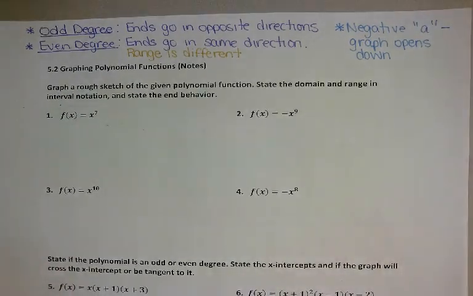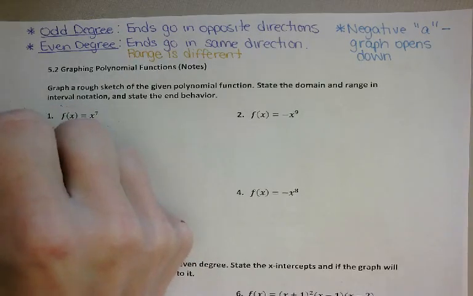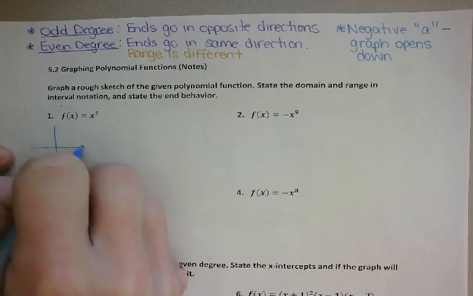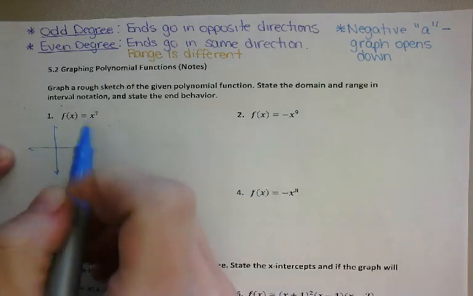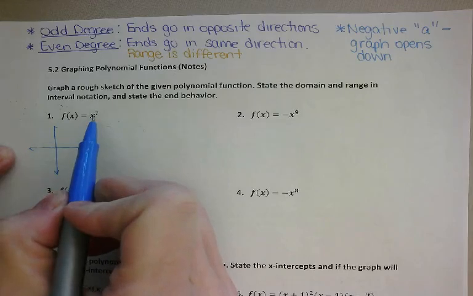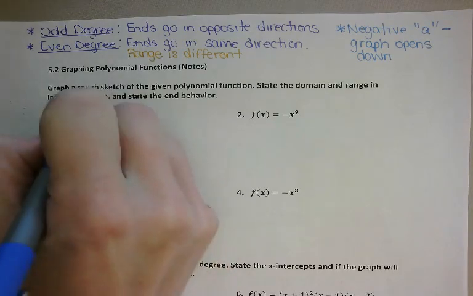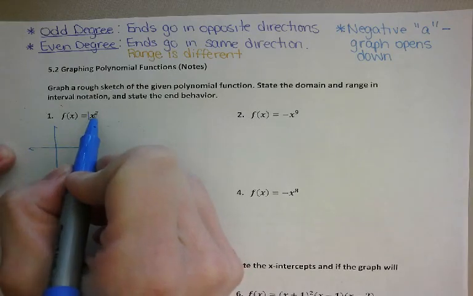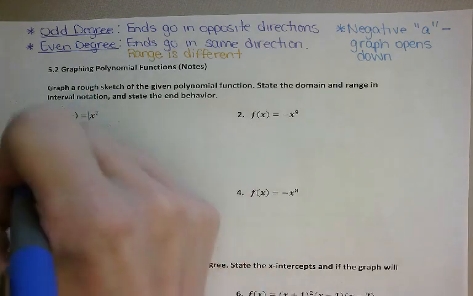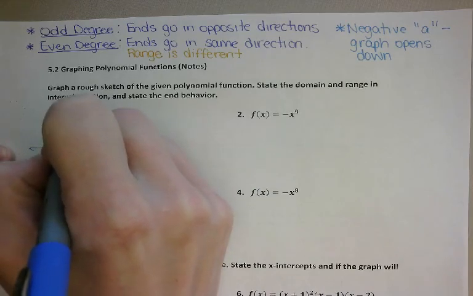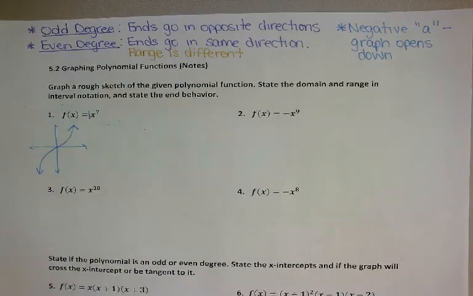So in the first four examples, it says, do a rough sketch of the given polynomial, state the domain and the range in interval notation, and state the end behavior. All right, so roughly sketching. So I'll make my table. Odd degree polynomials look like cubic functions. Even degree polynomials look like quadratics. So the a is +1. It's an odd degree, so I know the ends are going to go in opposite directions. So a rough sketch looks like that.